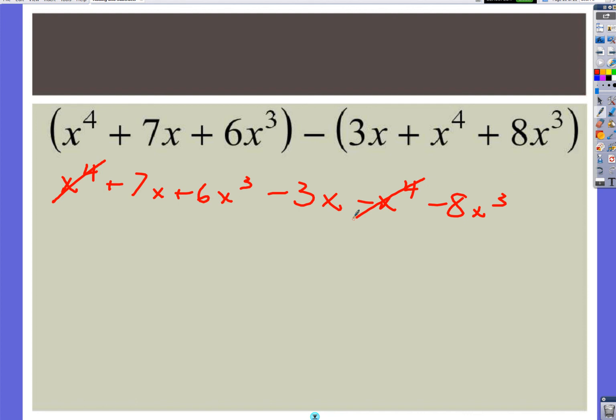Okay, now we go to the x to the 3rd. 6 minus 8 is negative 2x to the 3rd. And 7x minus 3x is 4x. Any questions there?